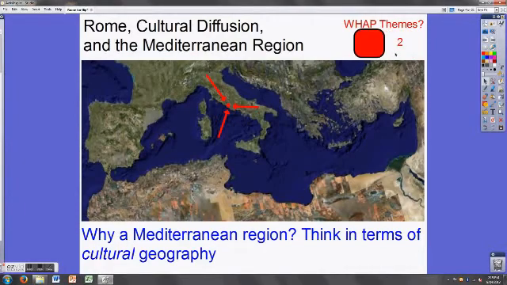Whenever we talk about cultural diffusion, we should be thinking about theme 2, development and interaction, keyword interaction of cultures. The AP exam loves to ask about interaction of cultures, so make sure that remains a focus for you guys in your studies.